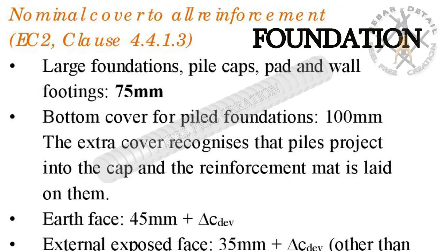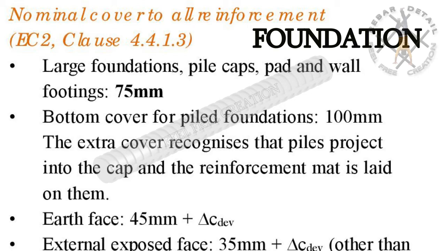Nominal cover for foundation. Large foundations, pile caps, pad and wall footings, 75 mm. Bottom cover for piled foundations, 100 mm. The extra cover recognizes that piles project into the cap and the reinforcement mat is laid on them.